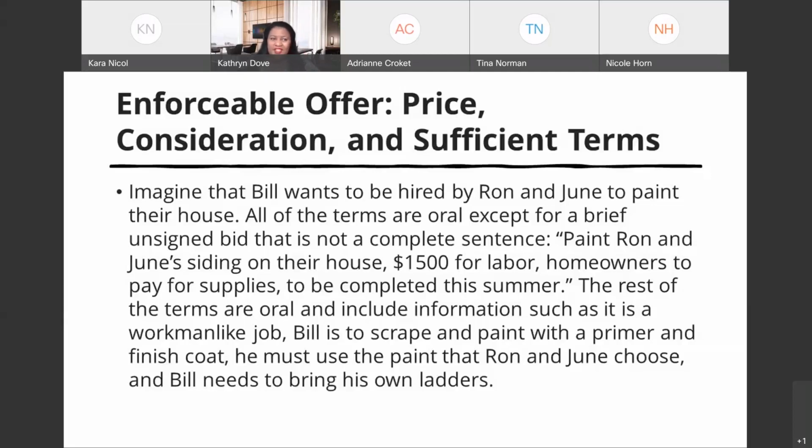Any comments or questions about this scenario? All righty, let's keep going.